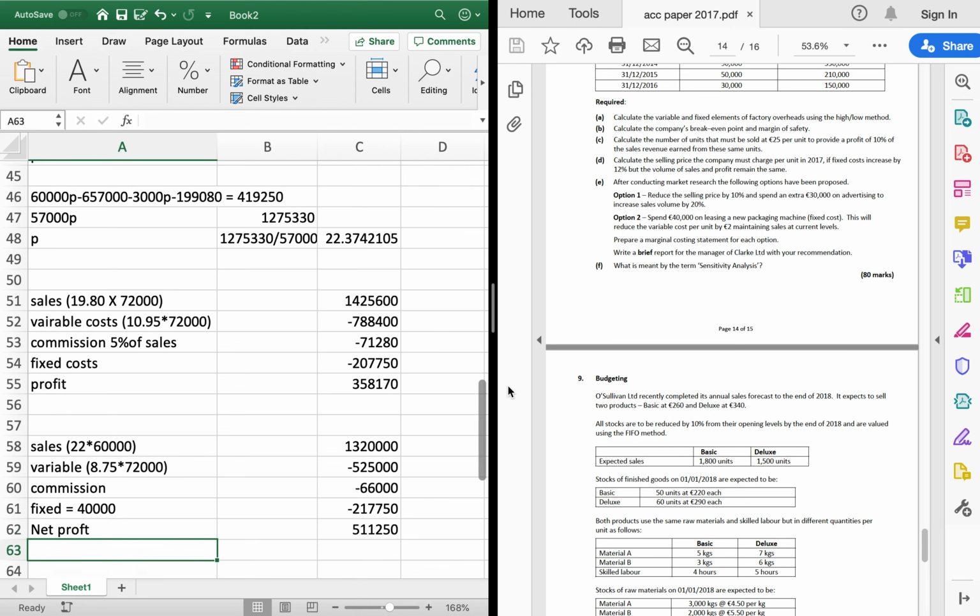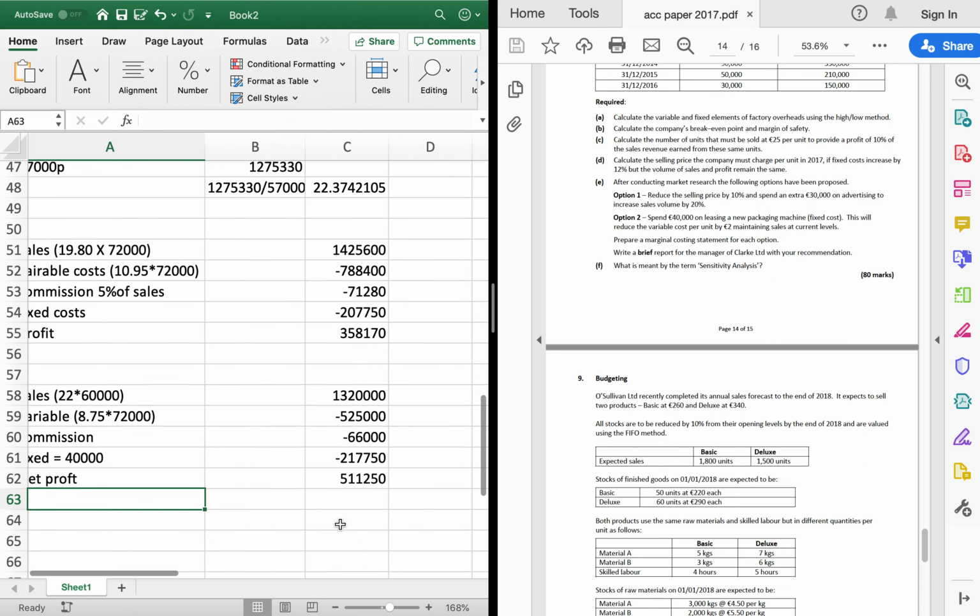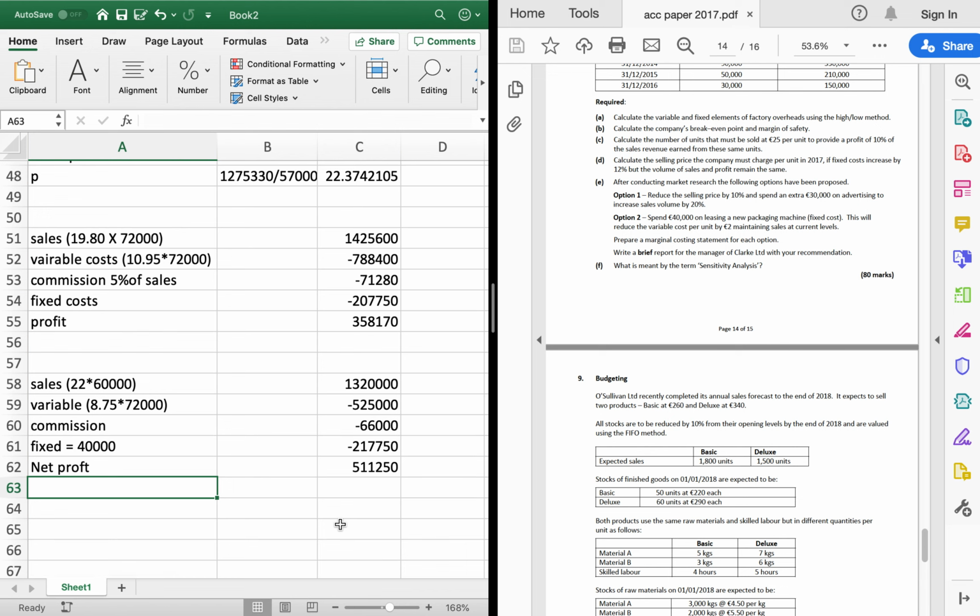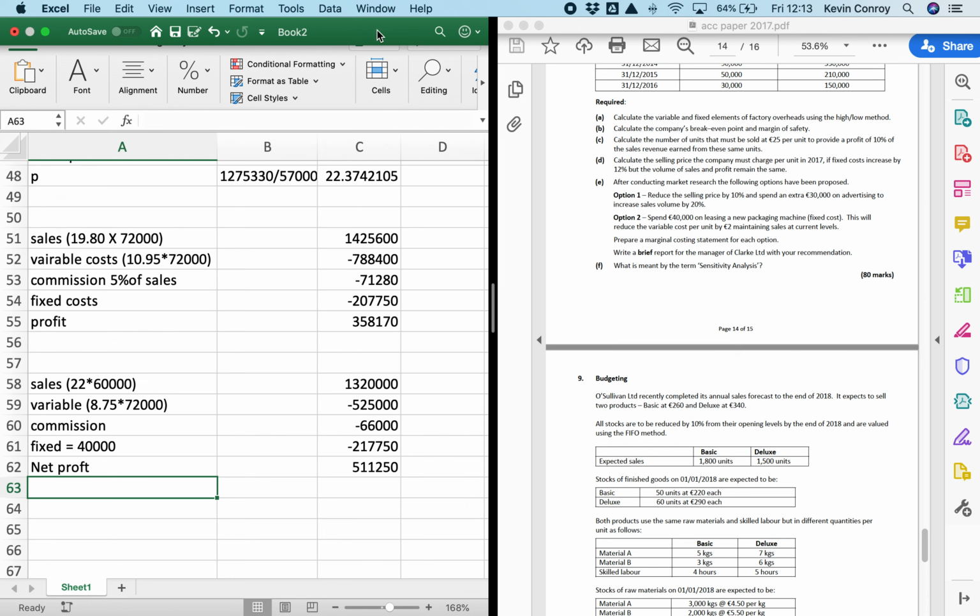Okay, last question, sensitivity analysis is what-if analysis. So what if something changes? So it's everything we've been doing. So what if selling price changes? What if volume changes? What if fixed costs change? What if variable costs change? What impact do they have on profit? And that's all you say for what-if analysis. Okay, so that's that done. Hopefully that was quite straightforward. I'll have question 9 done next.